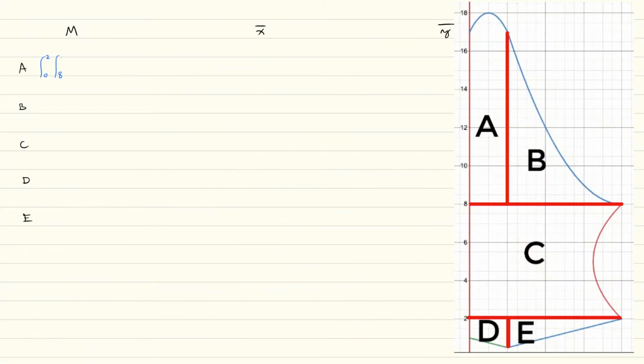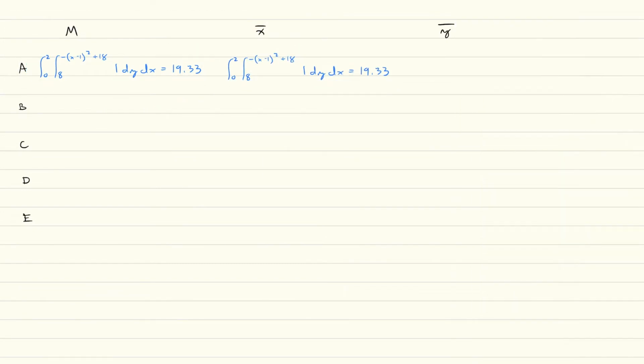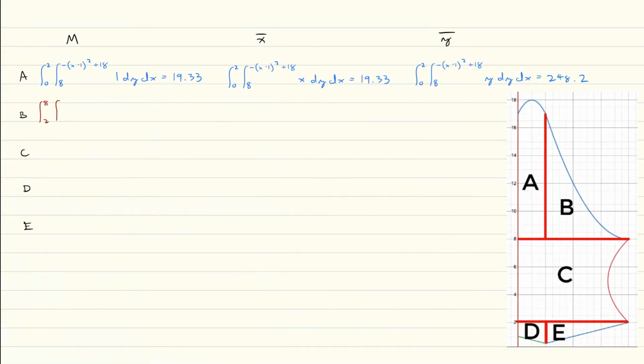If we start with region A, we can see that the x bound should go from 0 to 2, and the y bound should go from 8 to negative (x minus 1) squared plus 18. We can just integrate 1 to find the mass component. For the x and y components of the center of mass, we just replace the 1 with x and y respectively. So that was region A, now we can move on to region B.